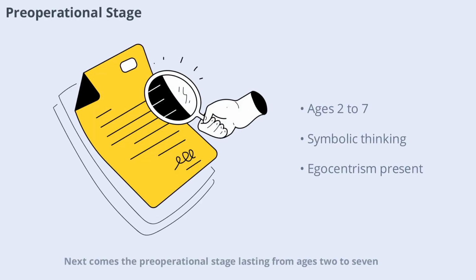Next comes the preoperational stage, lasting from ages 2 to 7. Children in this stage start to use language and symbols to represent objects and ideas. However, their thinking is still intuitive and egocentric. They have difficulty seeing things from other perspectives. Imagination flourishes, but logical reasoning is not yet fully developed. This stage is marked by rapid growth in language and pretend play.